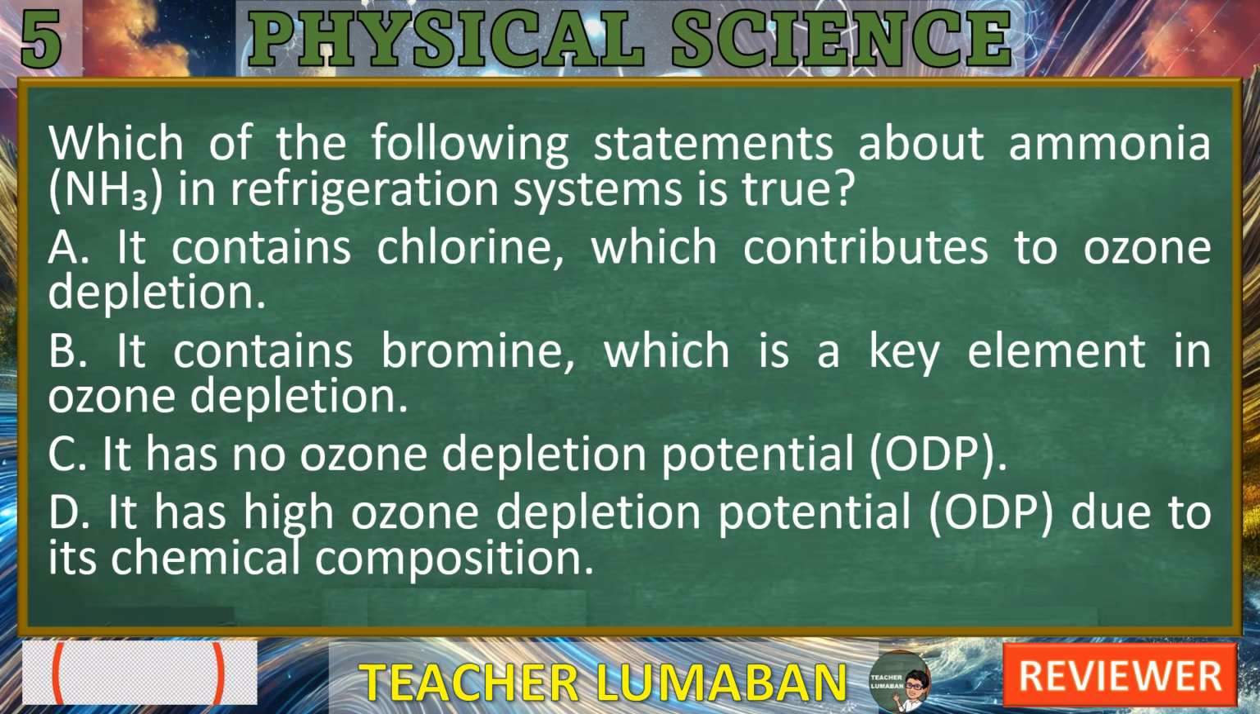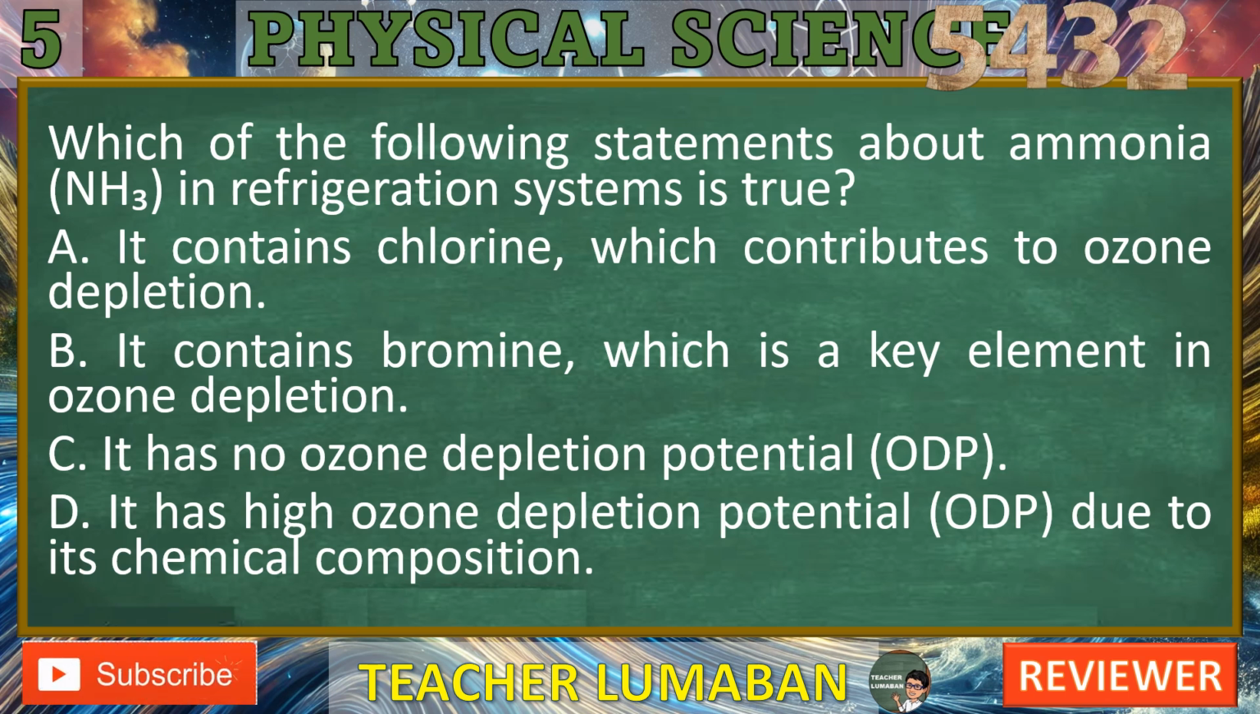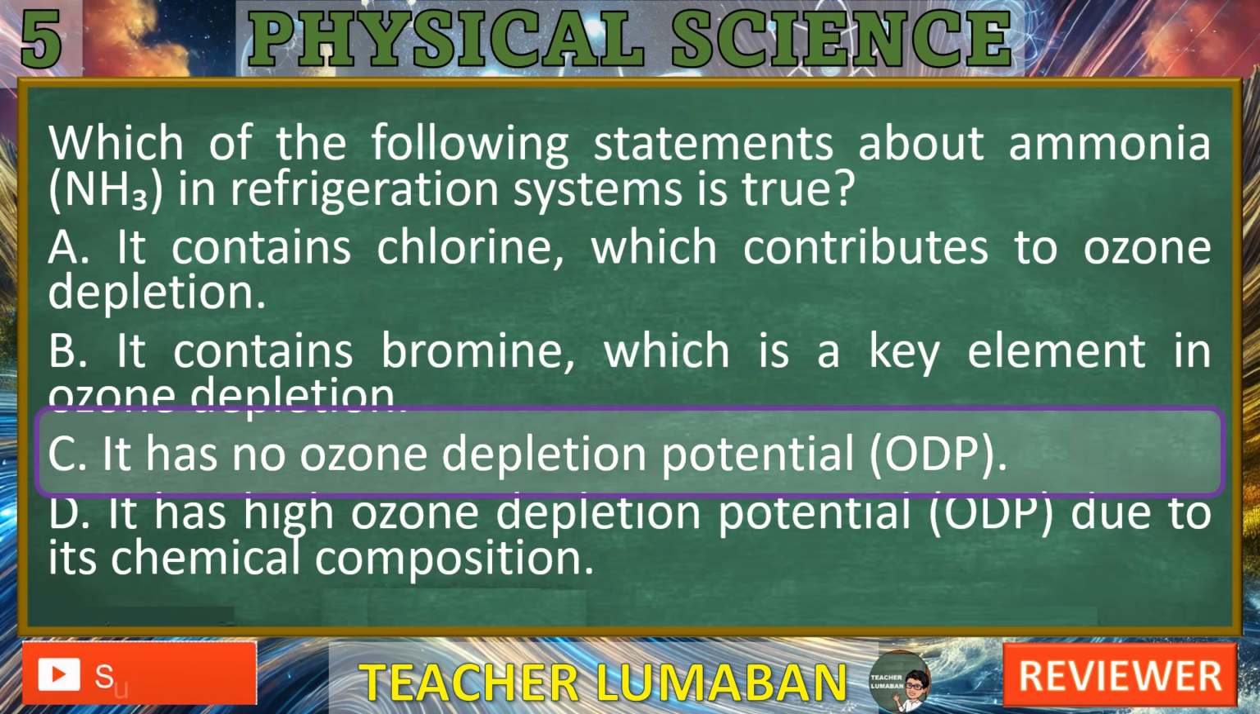In the next 5 seconds, select the best response from the available options. 5, 4, 3, 2, 1. The correct answer is C. It has no ozone depletion potential, ODP. Here's an explanation of each choice.